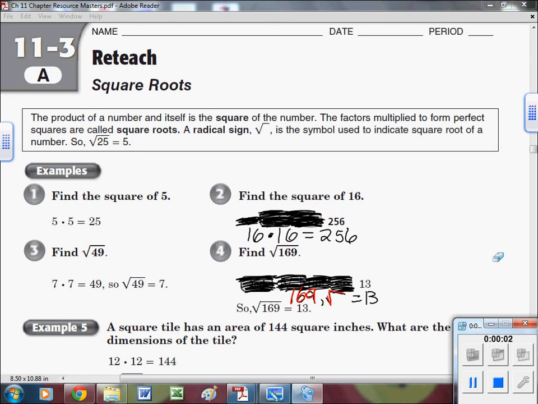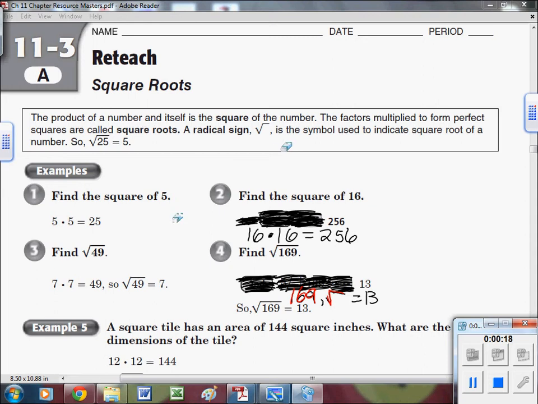Okay, ladies and gentlemen, in this video we're going to talk about squares and square roots. We're not necessarily talking about the shapes right away, we're essentially talking about the exponents. We're talking about raising something to the second power. So when we say that we're squaring a number, that means the product of a number and itself.